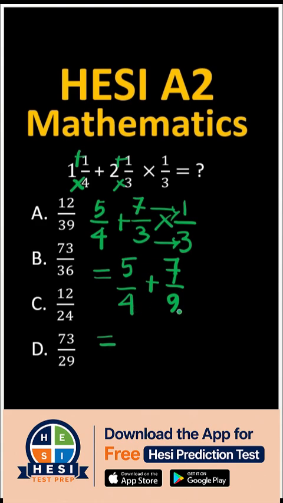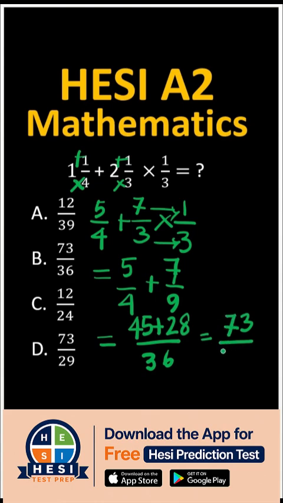So the LCM of 4 and 9 is 36, and 36 divided by 4 is 9, and 9 times 5 is 45, plus 36 divided by 9 is 4, and 4 times 7 is 28. So 8 plus 5 gives us 13. So we put the 3 down and have 1 as carry. And 2 plus 4 gives us 6. And 6 plus 1 gives us 7. So that's 73/36. And with that, the correct answer is option B.